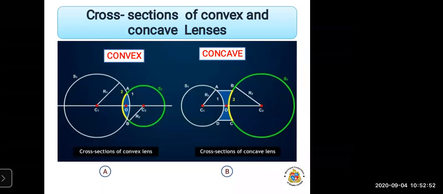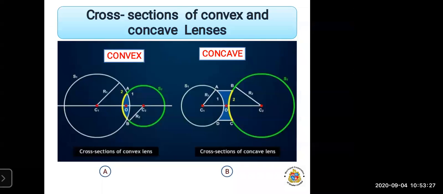First, diagram A is the cross section of a convex lens. Look, there are two spheres. S1 is the first and S2 is the second sphere, right? And the surfaces of both spheres form a lens, that is the convex lens. Okay, so 1 and 2 indicate the surface of the sphere, and that is nothing but the surface of the lens. So 1 and 2, that is the surface of the convex lens.